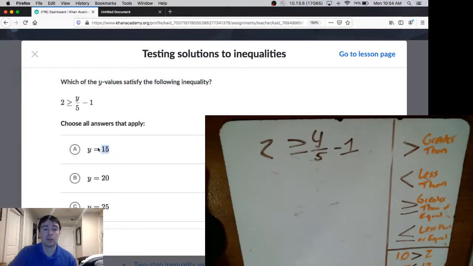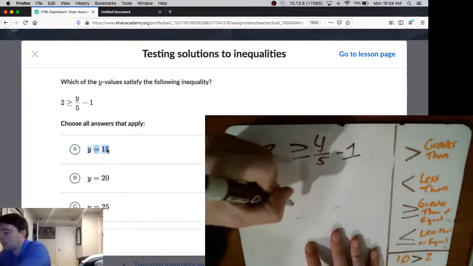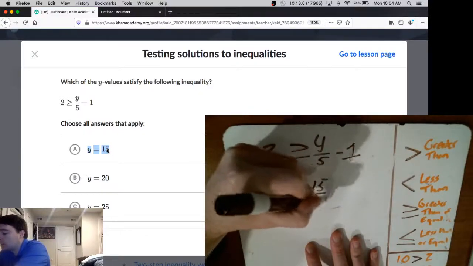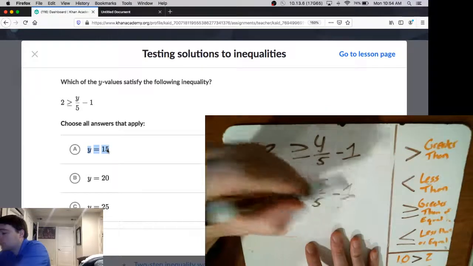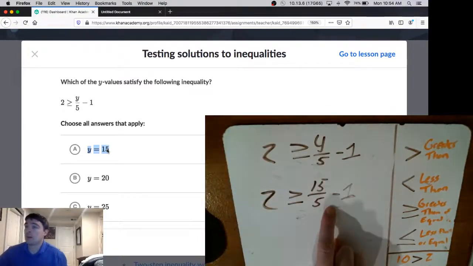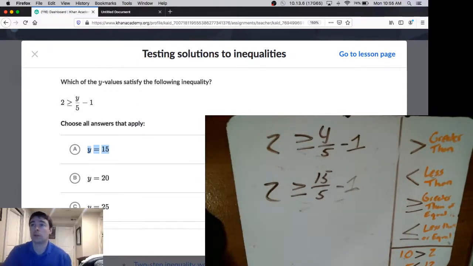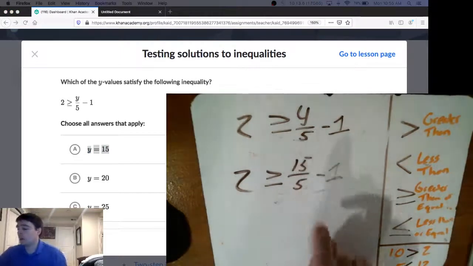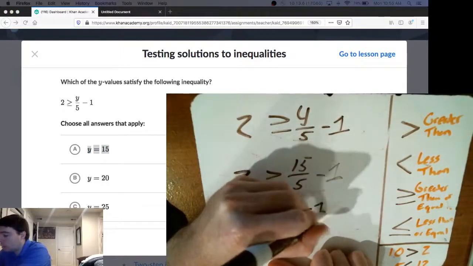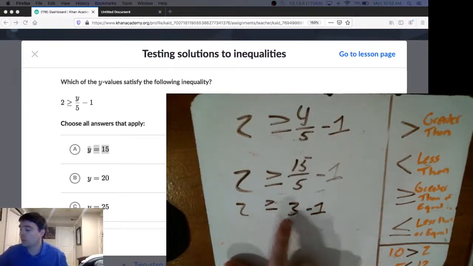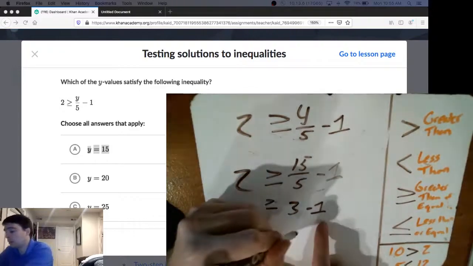So the first thing I'm going to do, I'm going to look at A. It says y needs to be equal to 15. So if I make y equal to 15, I'm going to go to this inequality and plug in a 15. It says 2 is greater than or equal to 15, that's what I plugged in for y, divided by 5 minus 1. Now I've got just numbers in this inequality, so I'm going to evaluate. And I'll make the whiteboard a little bit larger as we do this. 15 divided by 5 is 3. So the inequality now says 2 is greater than or equal to 3 minus 1. And when I do 3 minus 1, I get 2.